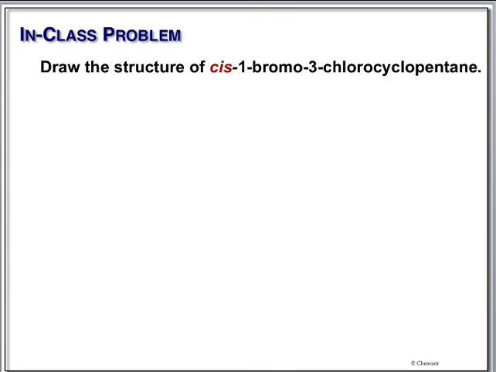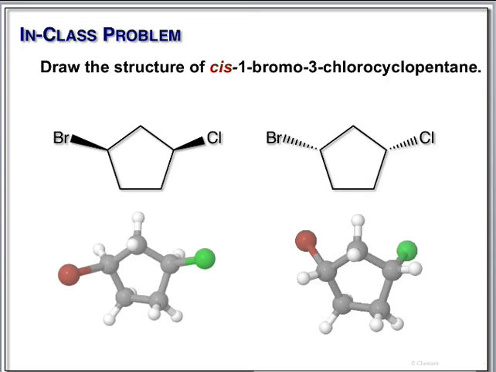Well, this isn't really challenging either, is it? Because we're going to have a 5-membered ring, going to have a bromine and a chlorine, and their relative geometry, stereochemistry, is going to be cis. So we could draw it this way if we used wedges. And remember with these, this means that the bromine is coming towards us, chlorine is coming towards us. We can also draw it this way with the bromine going back and the chlorine going back, right?